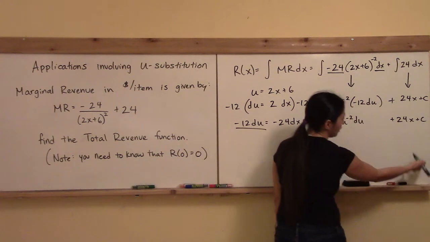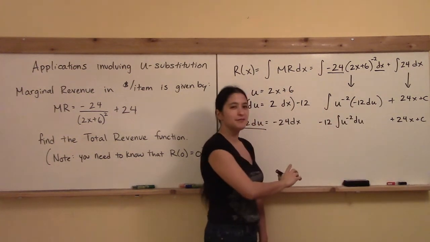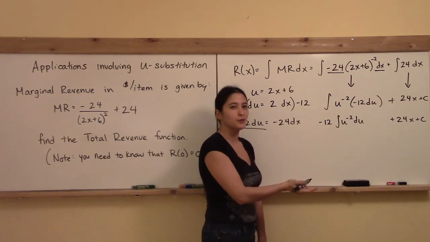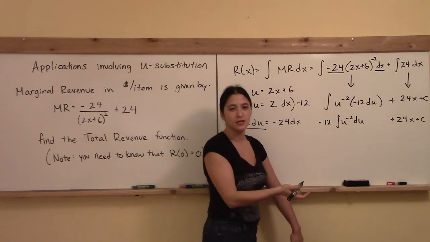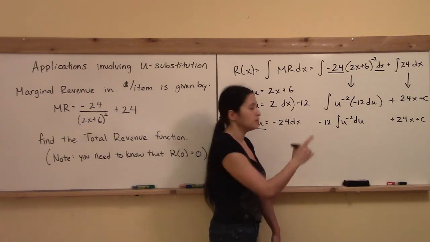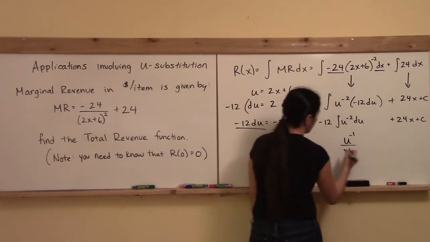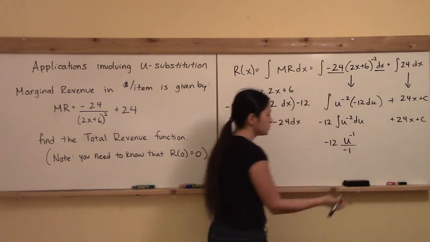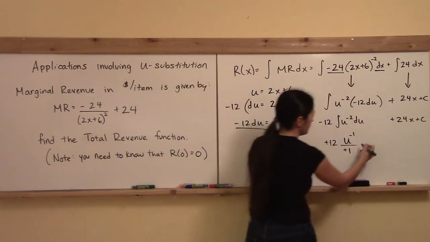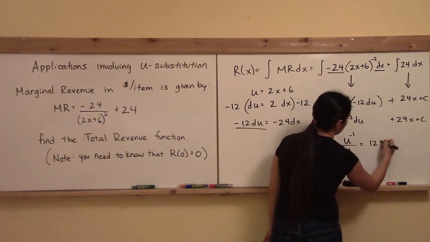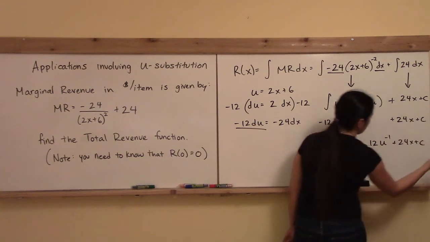That's going to just float all the way down to the answer, or sink all the way down. Now we have to integrate u to the minus 2. What does u to the minus 2 become? When you add 1 to minus 2, plus 1 makes minus 1, right? So that's going to be u to the minus 1 divided by minus 1. And there's still a minus 12 there, and so really that cancels with that. And so what I get is 12 u to the minus 1 plus 24x plus c.